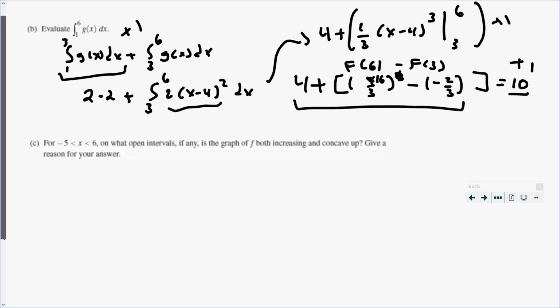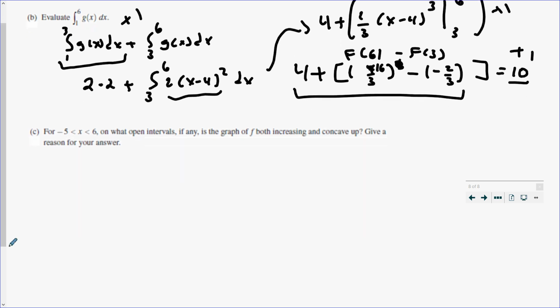All right, for part C, between negative 5 and 6, on what open intervals is the graph both positive, increasing, and concave up? Well, increasing is saying that the derivative, that f prime, which is g, has to be positive. We're looking for critical numbers. And concave up, it's our second derivative. So f double prime, which is g prime, has to be positive. So these are your possible points of inflection. And of course, these are your critical numbers.